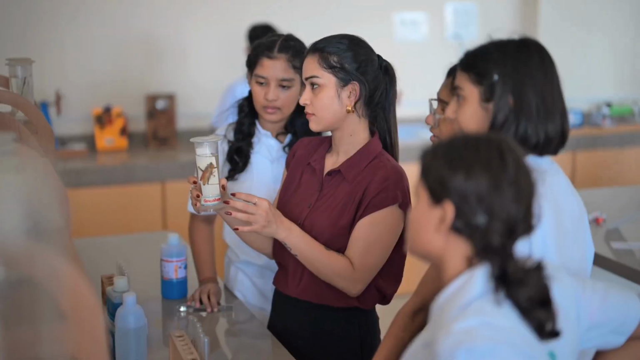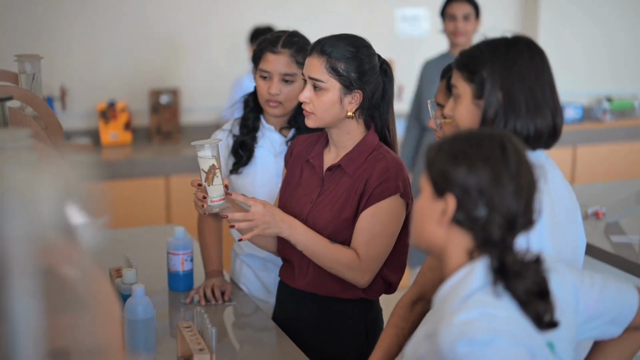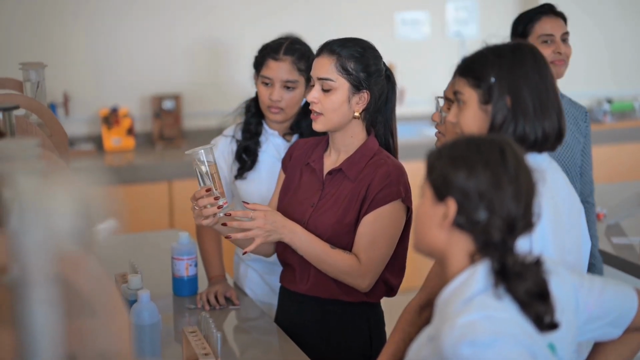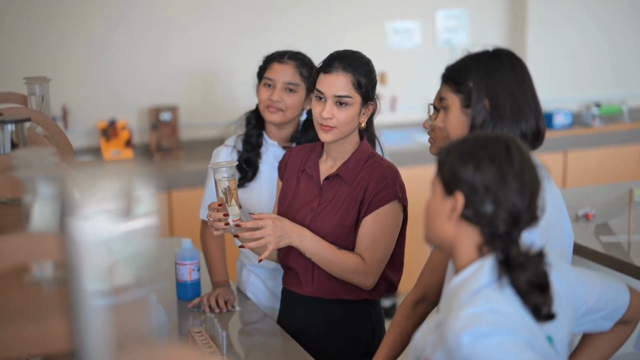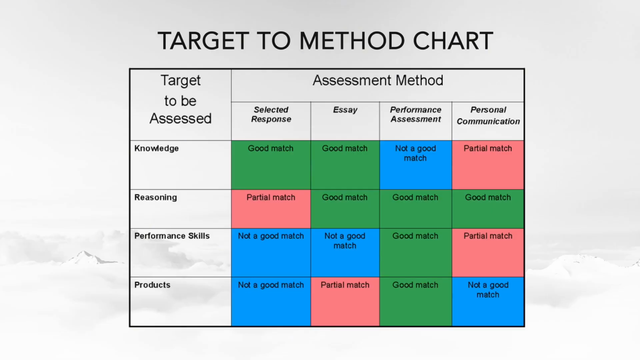Are all of these maybe DOK level 1 items? Or is this more about the demonstration of a skill, where they have to demonstrate, show, something like a DOK 2 item? Once a teacher has looked at the target, the clarity of the target, and the type of target, they can look at the top of the chart and think about method of assessment.